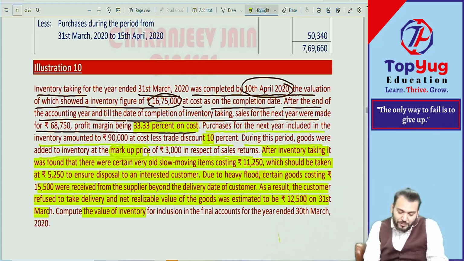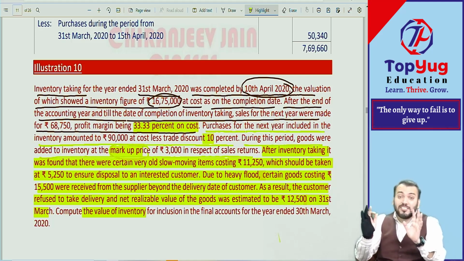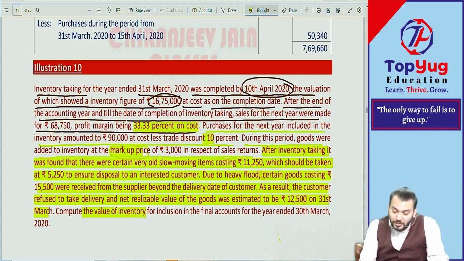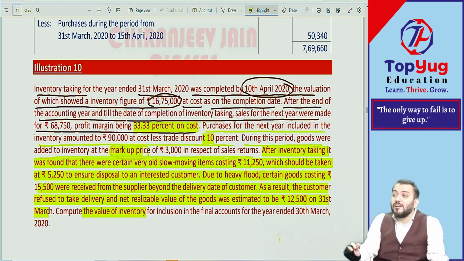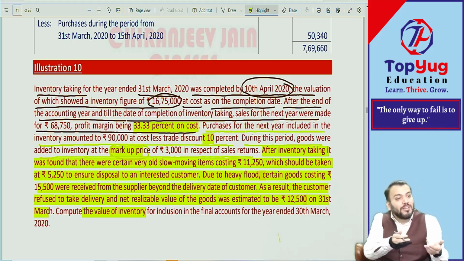The next point you will do on your own. What is given? Due to heavy flood. Now, due to heavy flood some damage will happen. So the item might become what? Damaged goods. So for damaged goods also, NRV will be lower than cost price.